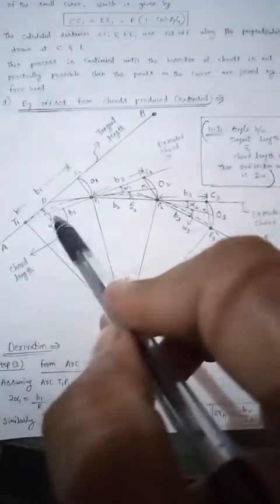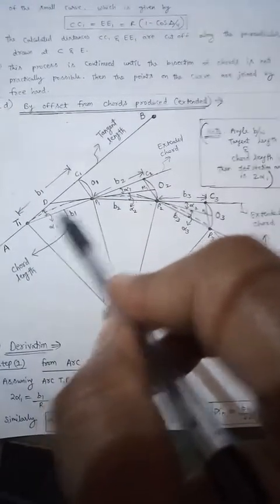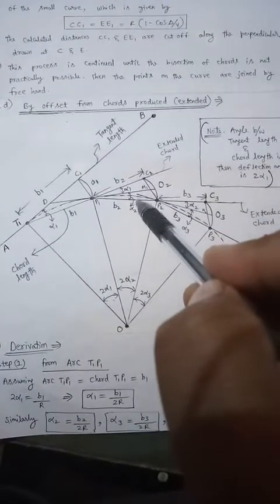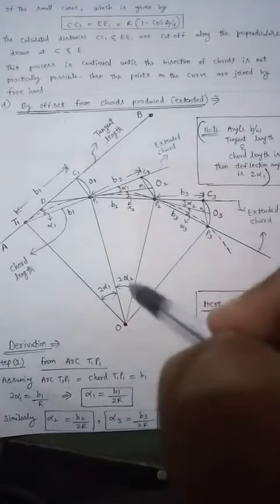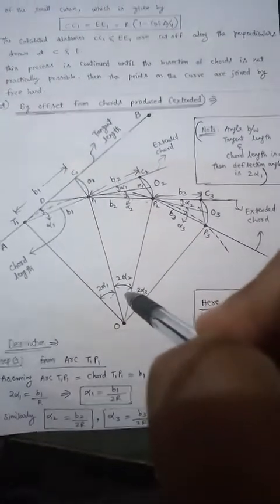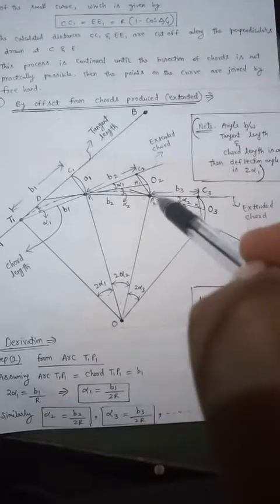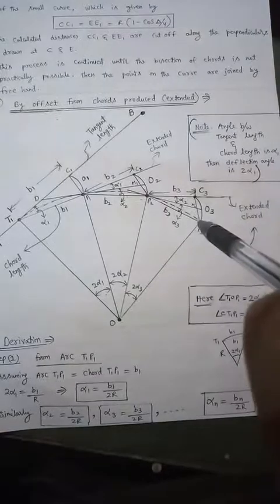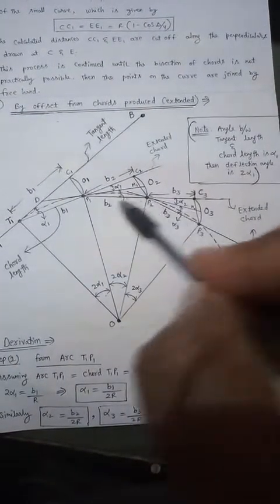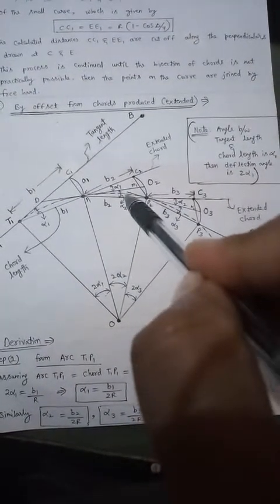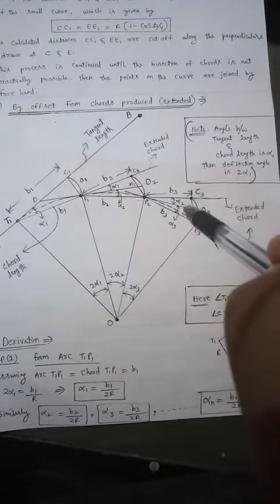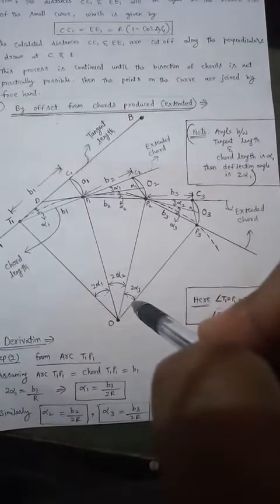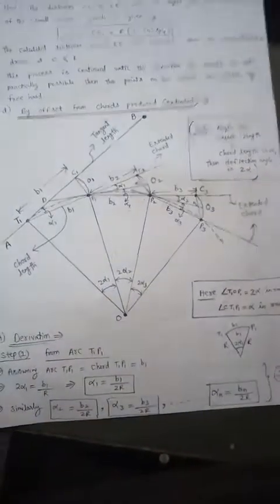By similar triangles, if this is alpha 1, the upper part is alpha 1 and the lower part will be alpha 2, then this deflection angle is 2 alpha 2. Similarly here also we are drawing one common tangent line. By similar triangle, if this is alpha 2, the upper part is alpha 2, and this lower part is alpha 3. This deflection angle will be 2 alpha 3.